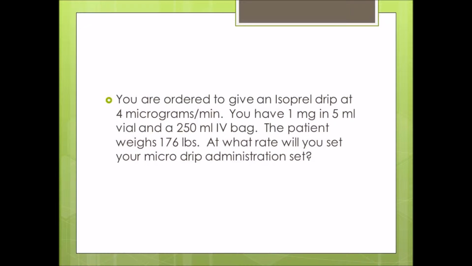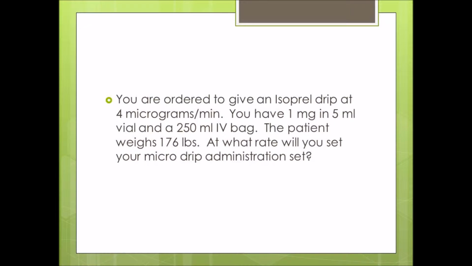So you were ordered to give isopropyl drip 4 micrograms per minute. You have 1 milligram and 5 mils. Again, the 5 mils is not important. You have a 250 IV bag, and the patient weighs 176. Again, the patient weight in here is not important. So let's go ahead and figure out how we're going to set this up here.